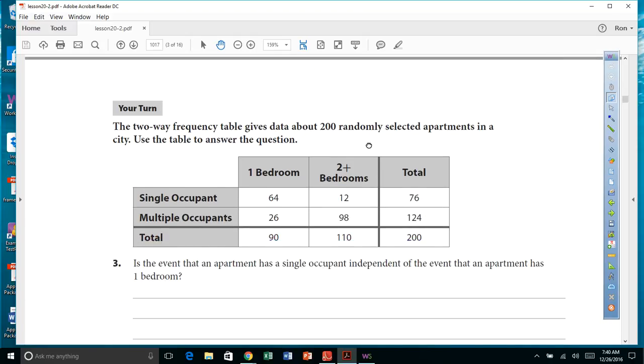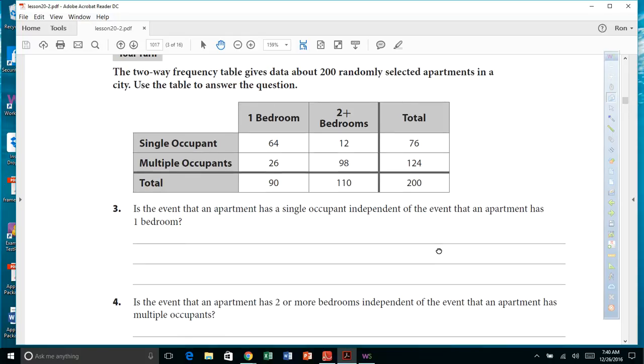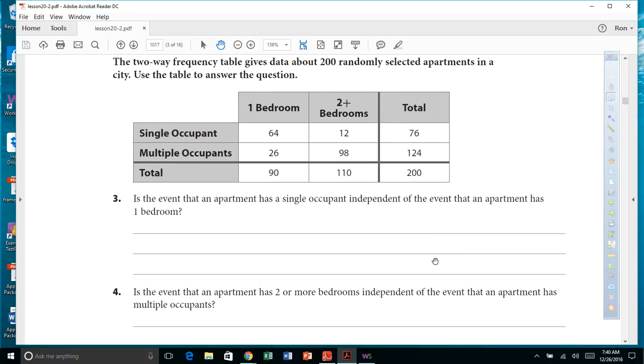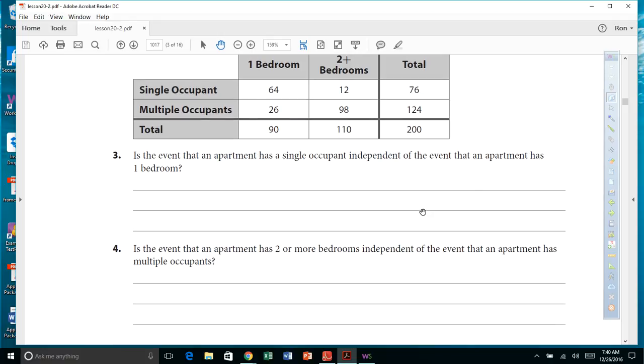All right, your turn. Use the two-way frequency table. The two-way frequency table gives data about 200 randomly selected apartments in the city. Use the table to answer the questions. One bedroom, 2+ bedrooms, total. Single occupant. Is the event that an apartment has a single occupant independent of the event that an apartment has one bedroom?